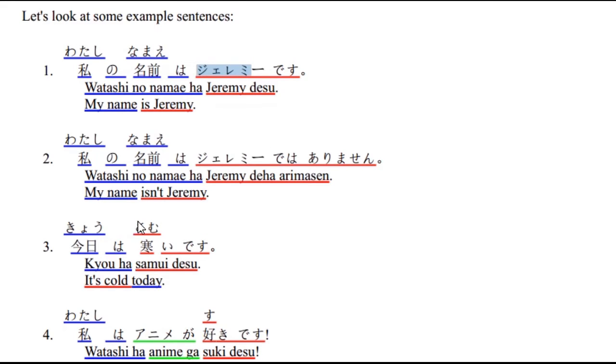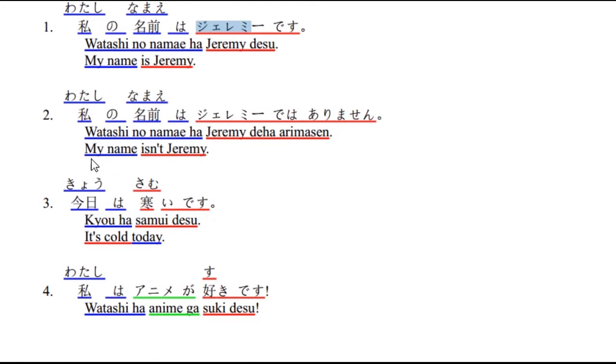And number 2, watashi no namae wa Jeremy de wa arimasen. So my name is not Jeremy. So here we have a really good example of using des and de wa arimasen. Des is affirmative, while de wa arimasen is negative. So my name is Jeremy. My name is not Jeremy.